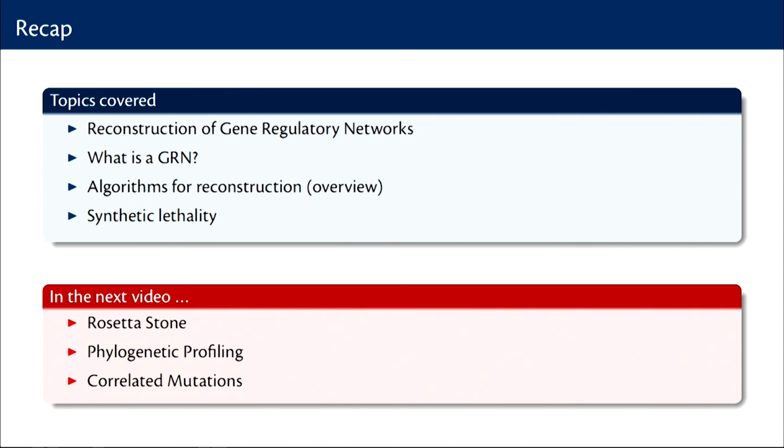So I hope you had a good overview of how one builds and reconstructs networks, particularly gene regulatory networks, and we also looked at the concept of synthetic lethality. This is a topic that we will revisit in a little more detail when we look at metabolic networks, because there are very interesting algorithms to identify synthetic lethals in metabolic networks. In the next video, we will look at ways to reconstruct protein-protein networks, the kind of networks you find in STRING database and so on, and methods such as Rosetta Stone, phylogenetic profiling, and correlated mutations which enable you to predict these functional associations.